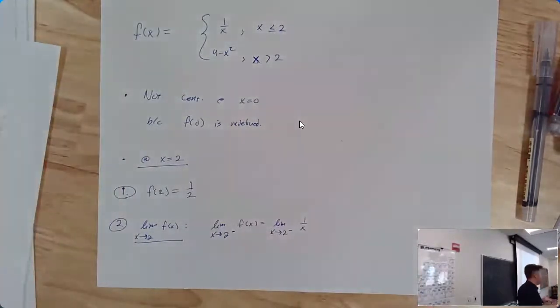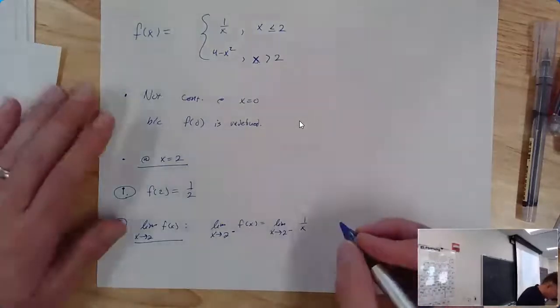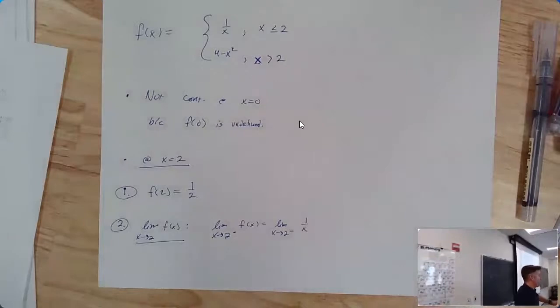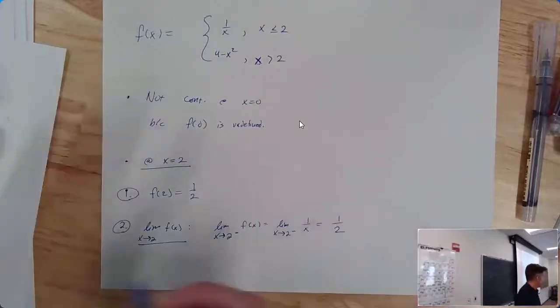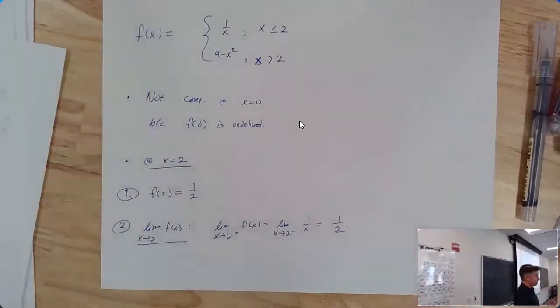Okay, how do I find that limit? What's the first thing we always do with the limit? Plug it in. Plug in 2. Don't plug in 1.9 or 1.999. Actually plug in 2. Even when you're doing a one-sided limit, you still want to just plug in the value you're approaching, even though it's one-sided. So you get 1/2, which is not surprising.